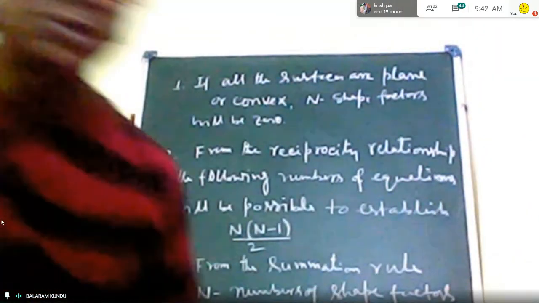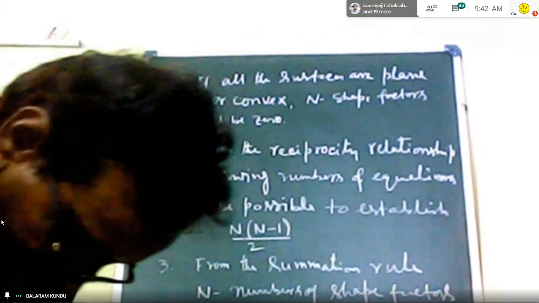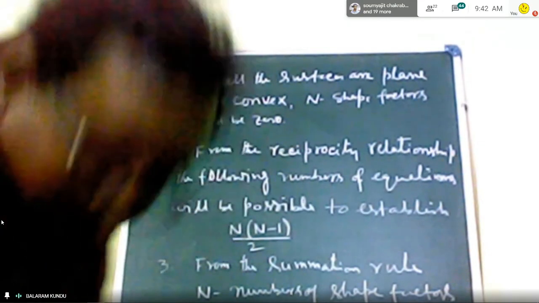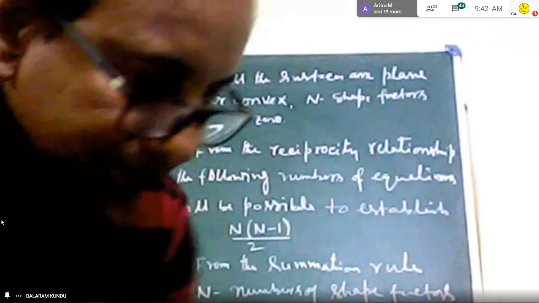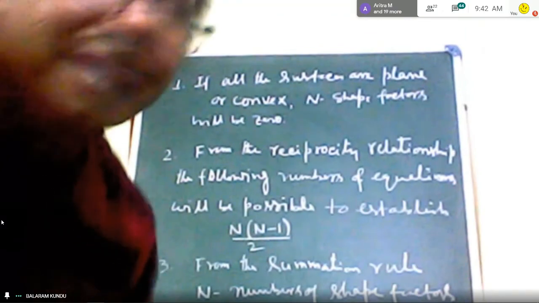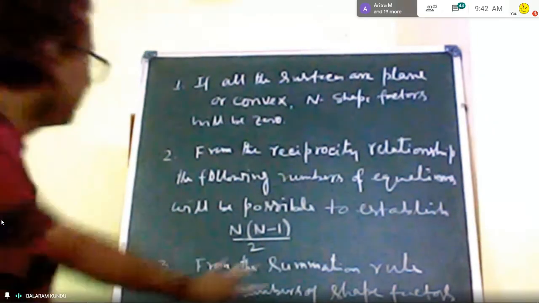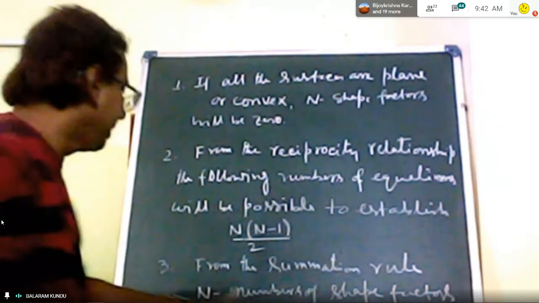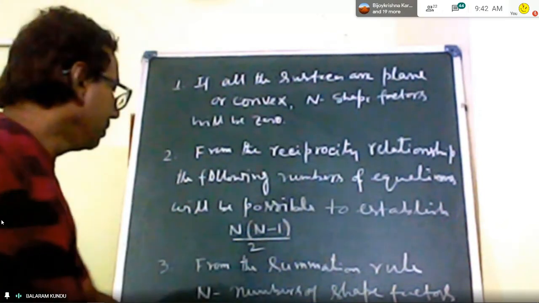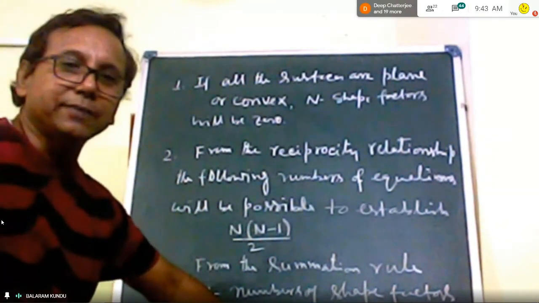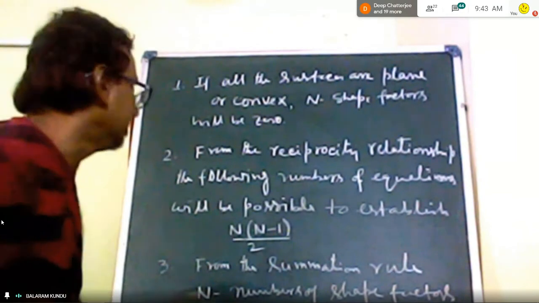Bolo, bolo, bolo. Any confusion, any doubt? Just look at what I wrote below: from the summation rule, n number of shape factors will be known.